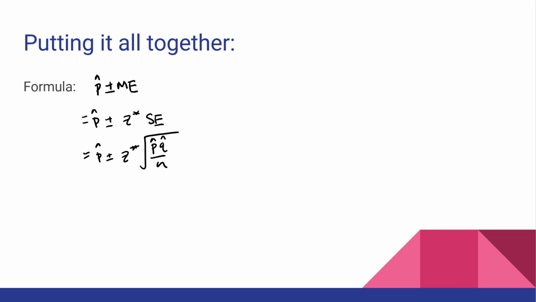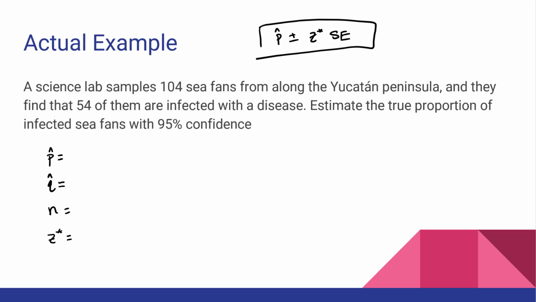Expanding that out, we know that our margin of error is equal to z-critical times the standard error, and then expanding out further, we know our standard error is equal to the square root of p hat q hat over n. Here's some practice with that.